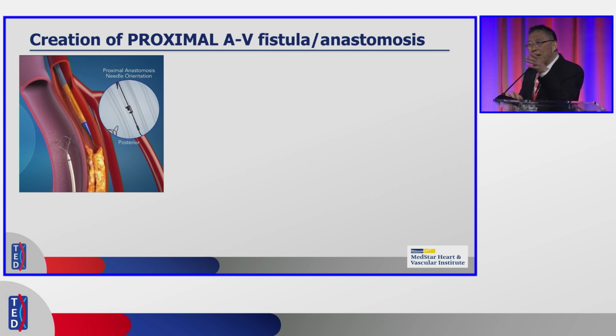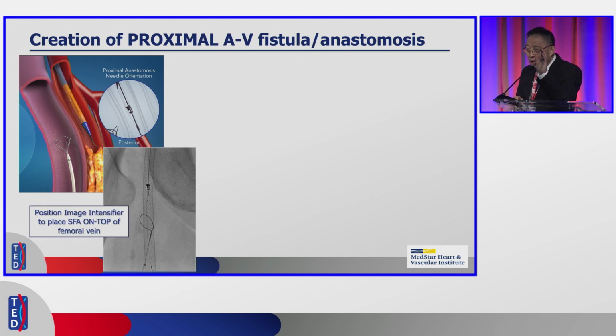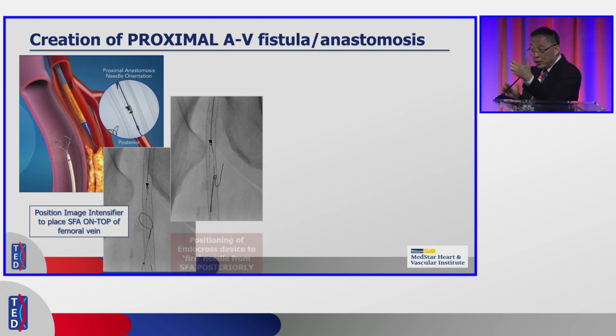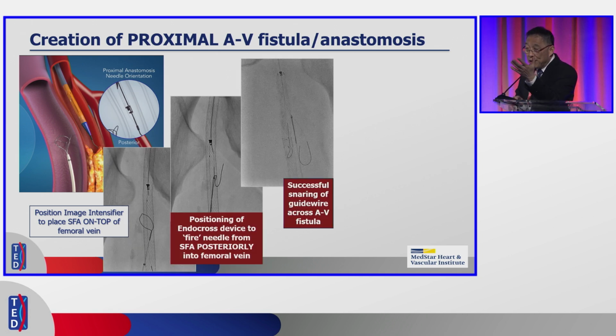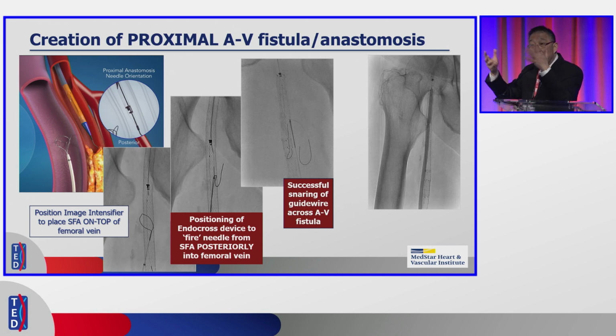In the proximal SFA, the femoral vein is so huge that even if they get it right, you always get it. It's not an issue, right? And all you have to do is basically put the artery on top of the vein. And all I do is basically the artery, then the snare. Then with that, you just basically deploy the needle. It goes all to the back. Then you snare it. Then after snaring, you just pull it down, right?